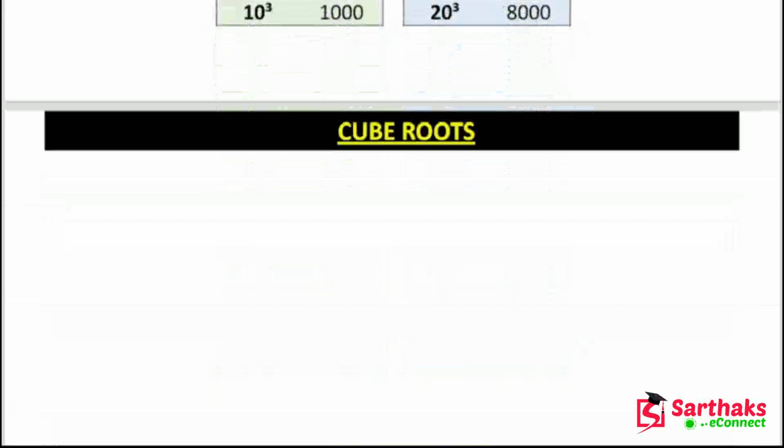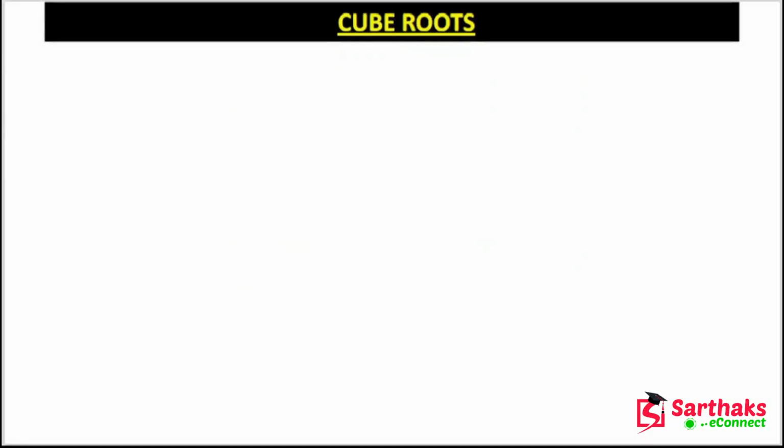So let us start the lecture by talking about what cube roots are. Now we have already studied what cubes are. We said that when a number is multiplied by itself 3 times, then we get the cube of that number, right? For example, 2 cube is 8. Now for 2, 8 is its cube. But for 8, what is 2? That is something called cube roots.